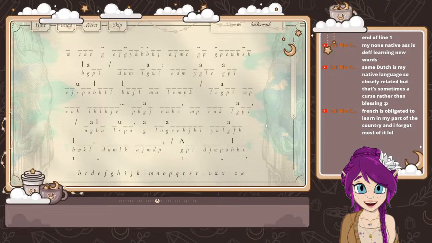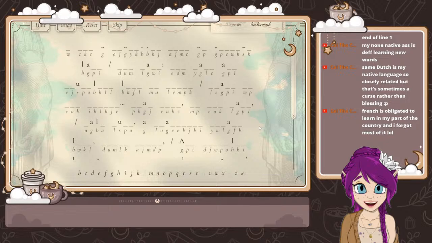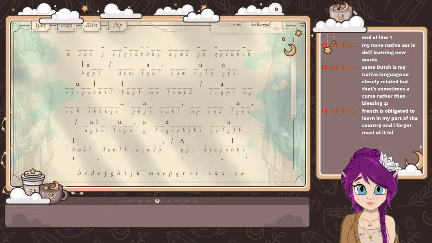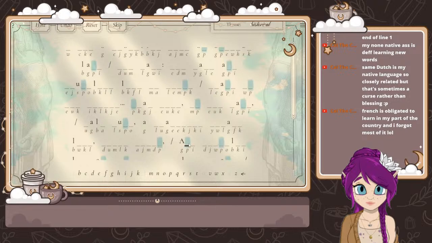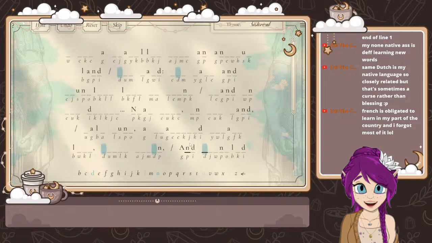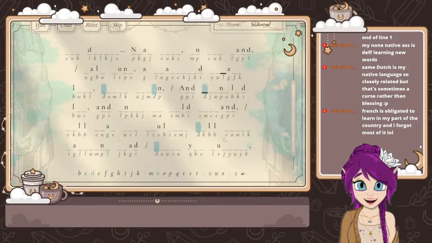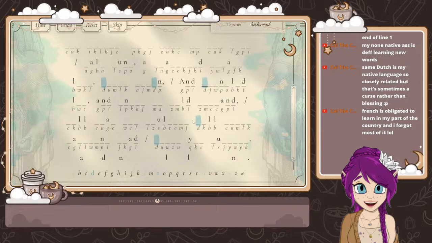French is obligated to learn in most countries. Yeah, if you don't use it, you lose it. That's where that saying comes from. Although the French I learned and the French you learned are probably two very different Frenches. Because Canadian French, let me tell you, is mixed with everything. It's definitely not what people from France would view as French.